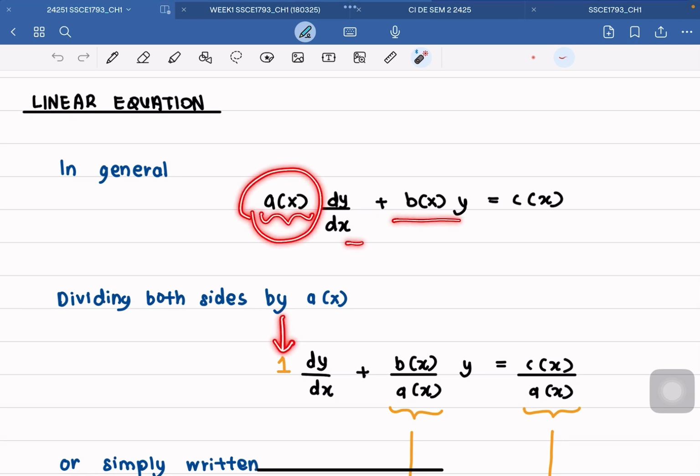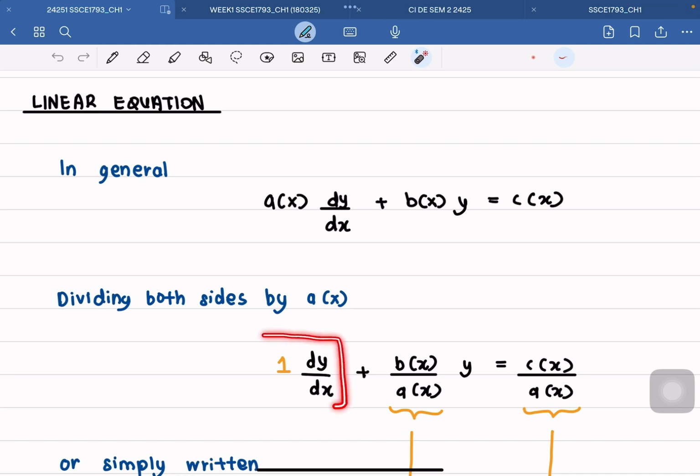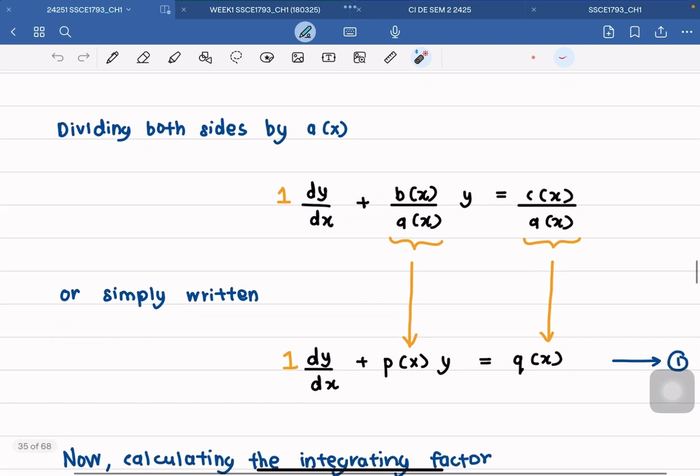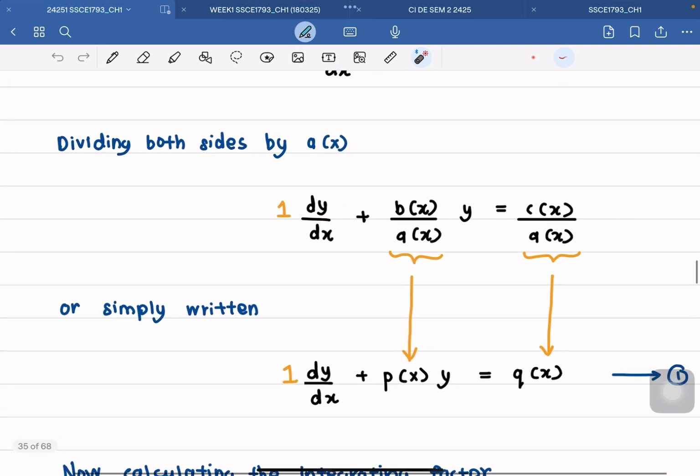So what we are going to do is divide this coefficient through all the terms, so it becomes 1. Then the second term becomes b(x) over a(x), and the third term becomes c(x) over a(x). The idea is you have to make this coefficient equivalent to 1. After that we can also write it into this form.